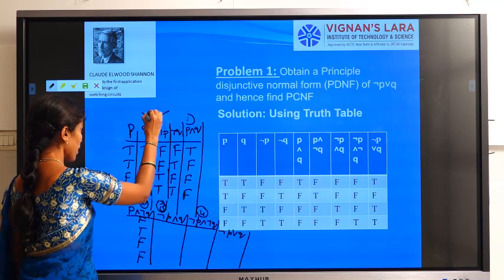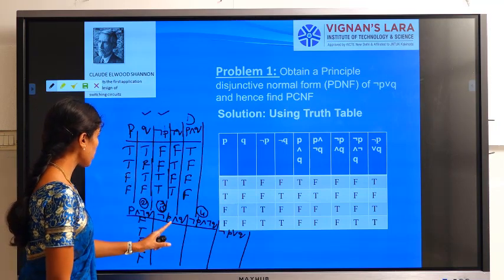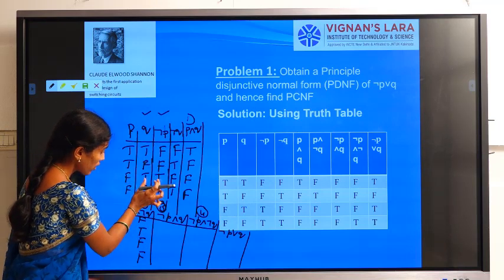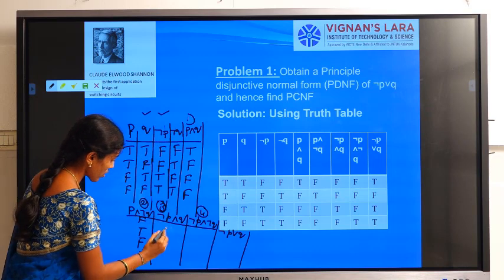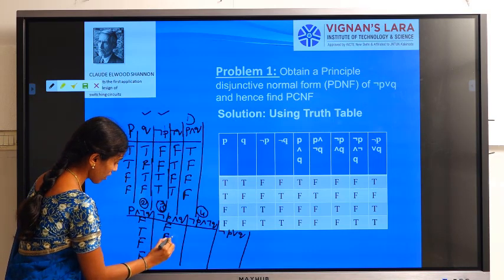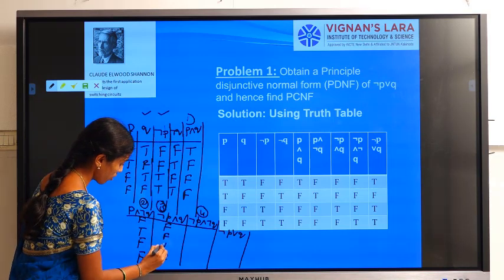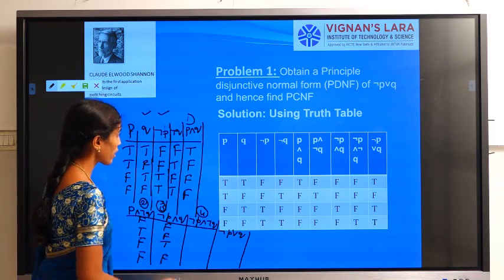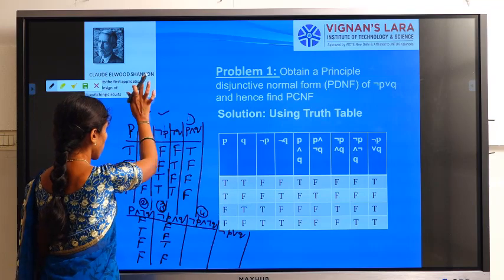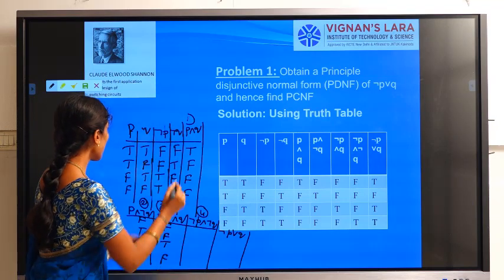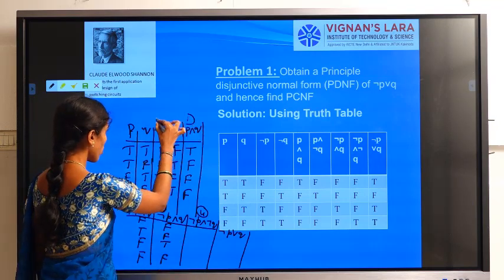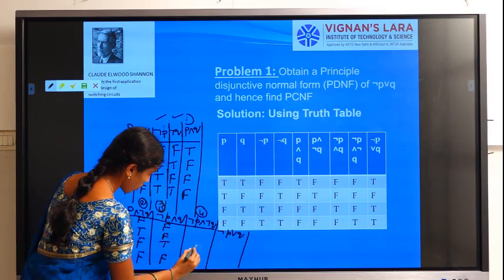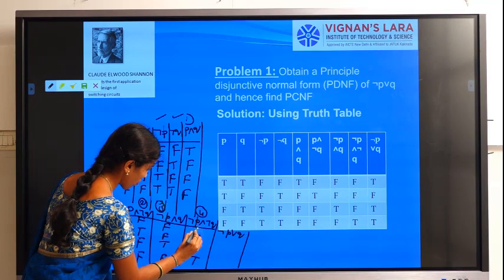Negation P and Q means that for the second one and the third one we apply conjunction again. Whenever both are true, only in that case it is true. In the other three cases, that is the first case, second case, fourth case, false. Only in the third case it is true. Negation P and negation Q. For these two columns, in the last case it is true, in the other three cases it is false.